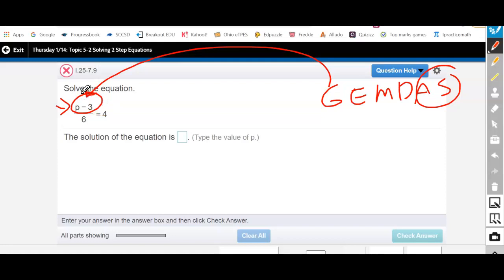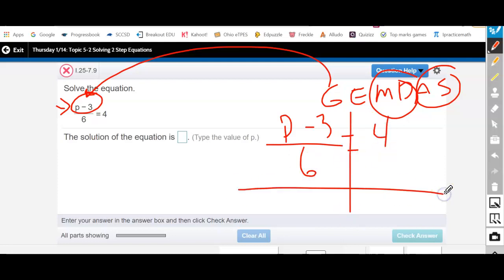That means we don't have any regular addition, subtraction in here. So we jump to the multiplication divisions part. p minus 3, all of that is being divided by 6 equals 4. So we get rid of the division by 6 by multiplying both sides by 6. That cancels that out. 4 times 6 is 24.